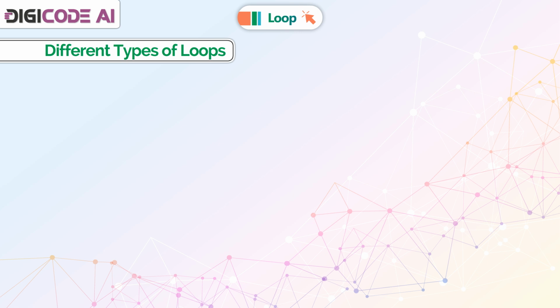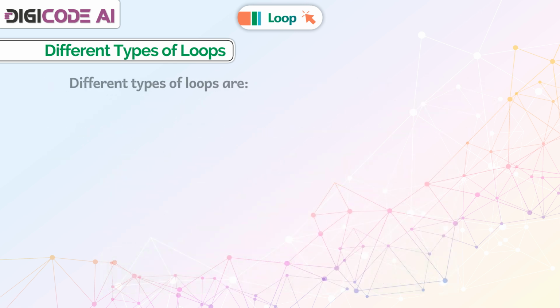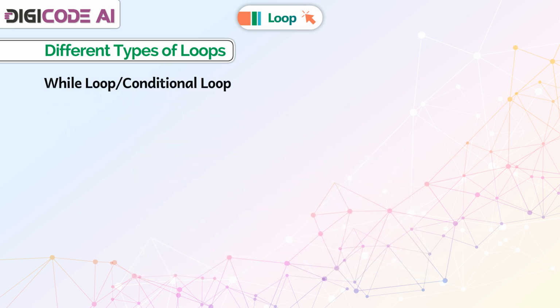Different types of loops. A loop runs a statement or group of statements multiple times till the given condition is true. There are different types of loops; although they perform the same task, their working is different. Let us take a look at the types of loop. Different types of loops are: 1. While loop, 2. For loop, 3. Nested loop.